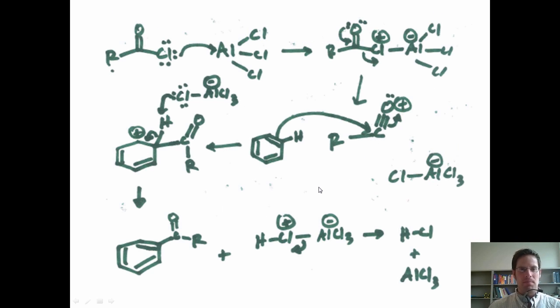Here's the mechanism. Once again, you can see, as with our other examples, there is a step in which electrons come out of the benzene ring and generate some kind of intermediate. The proton is removed to restore aromaticity.